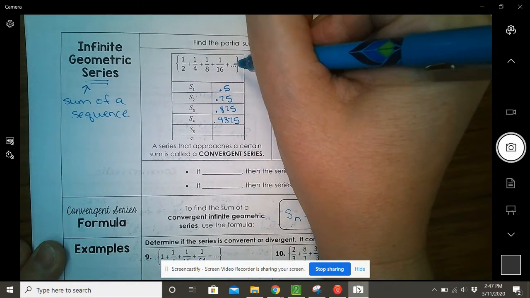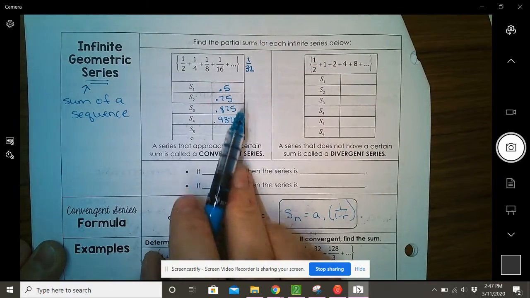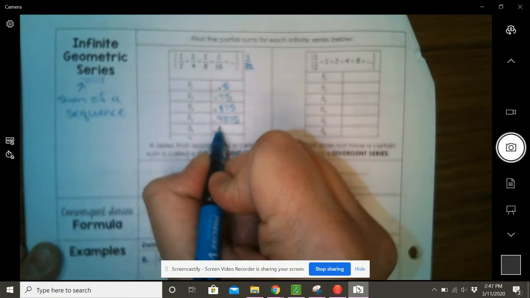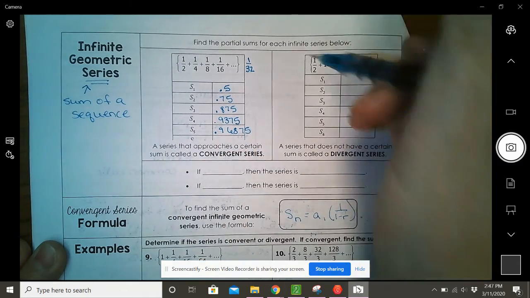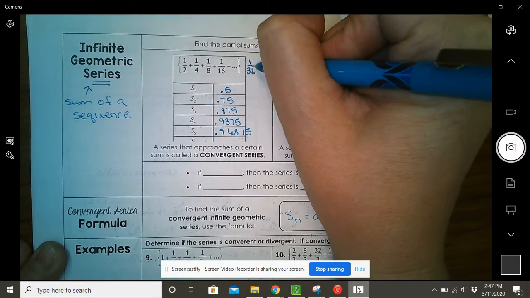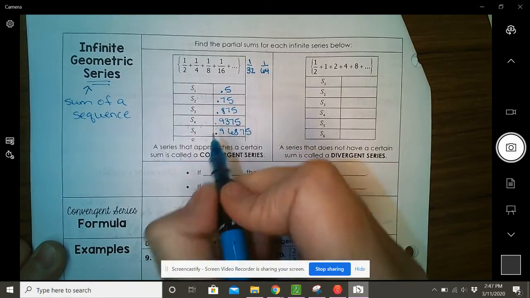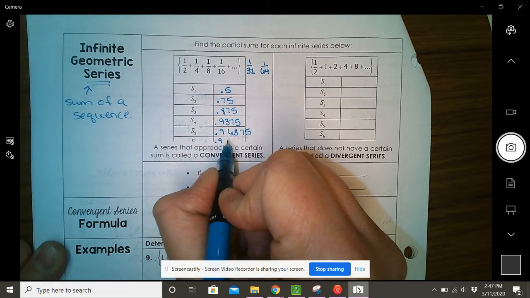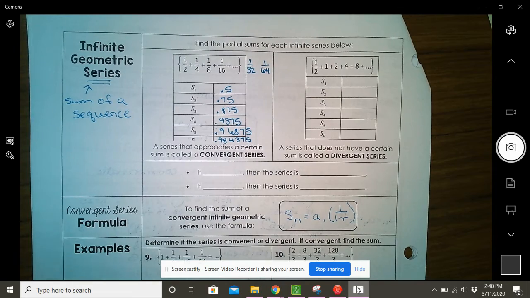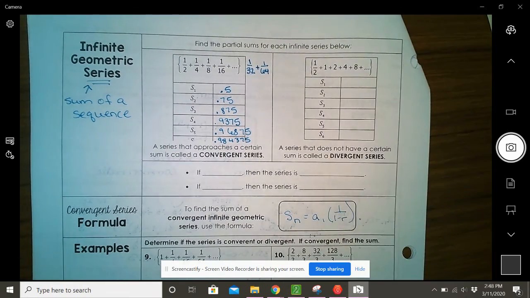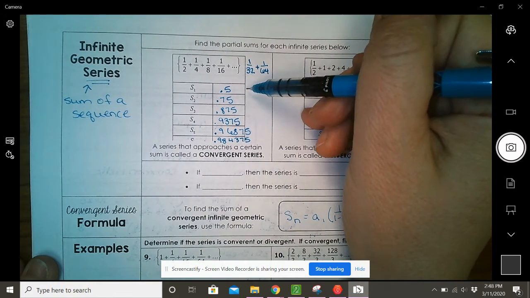What's the next term in the sequence? If I keep dividing by 2, the next term is 1/32. If I add those 5 terms together, now I'm at 0.96875. The next term, half of this, would be 1/64th, getting smaller and smaller. So I'm just adding a teeny tiny value each time, and that's going to get infinitely smaller.